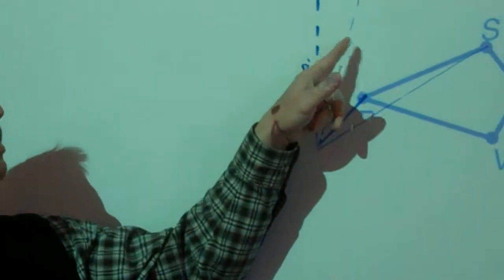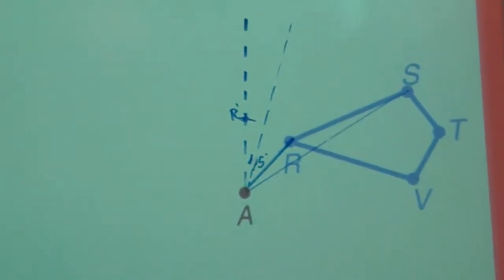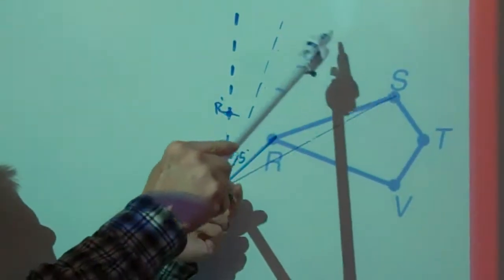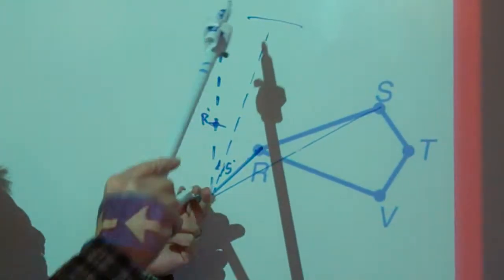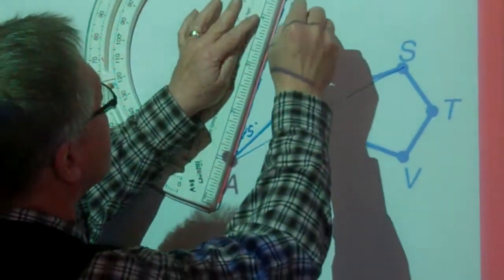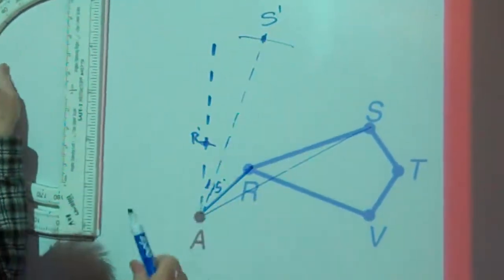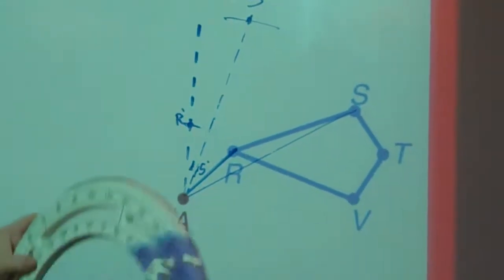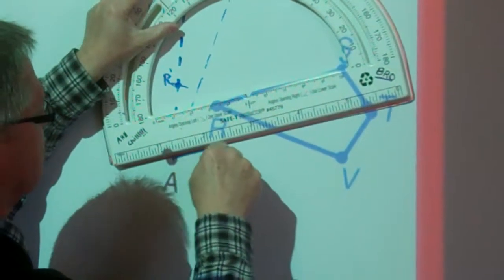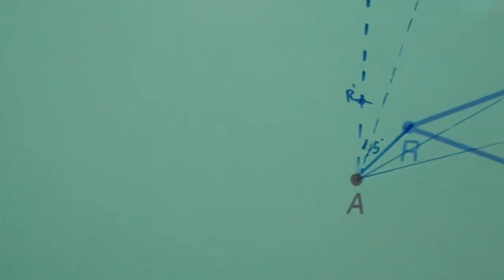That dotted line should be 45 degrees away from the line to S. So now quickly measure the distance out to S, so that stays the same. I'll make a little mark right there. S prime belongs out here. Got to do it to T now.